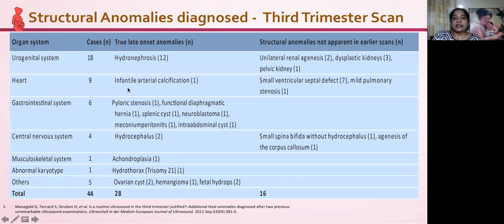Anomalies of the urogenital system: hydronephrosis, unilateral renal agenesis, etc. Of the heart: small ventricular septal defect, mild pulmonary stenosis. GI abnormalities seen in the third trimester include pyloric stenosis and intra-abdominal cysts. CNS abnormalities include a developing hydrocephalus, a small spina bifida without hydrocephalus, and agenesis of corpus callosum. Achondroplasia and hydrothorax denote trisomy 21. Others, like an ovarian cyst, hemangioma, and fetal hydrops, can also be identified.